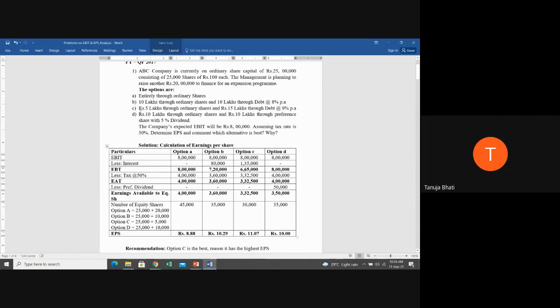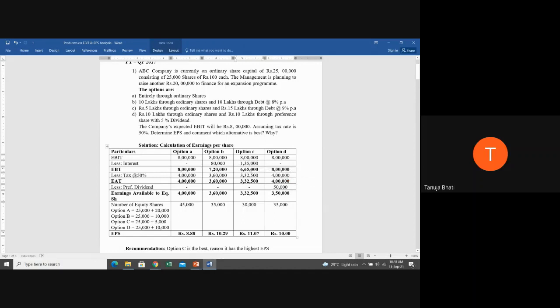Next, for option C, rupees 5 lakhs has been issued through ordinary shares and 15 lakhs through debentures. So it is the same as option B, only the values are changed. Like there 10 lakh equally, here 5 lakh through equity and 15 lakh through debentures. So obviously your figures also will change. So first you have taken EBIT 8 lakh less interest. Interest you have taken on 15 lakh at 9%. So you got interest to the debenture holders as 1,35,000. So you have to take 15 lakhs into 9%.